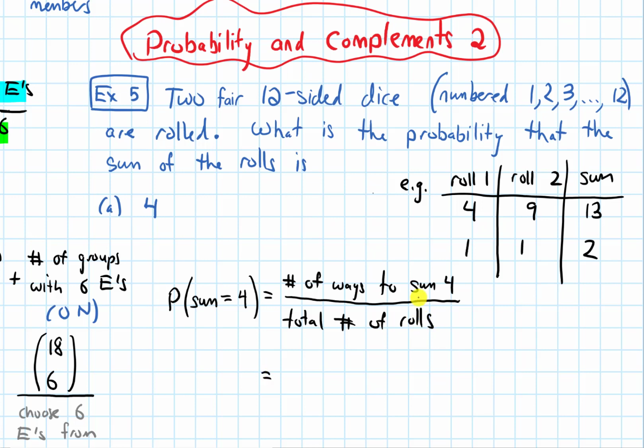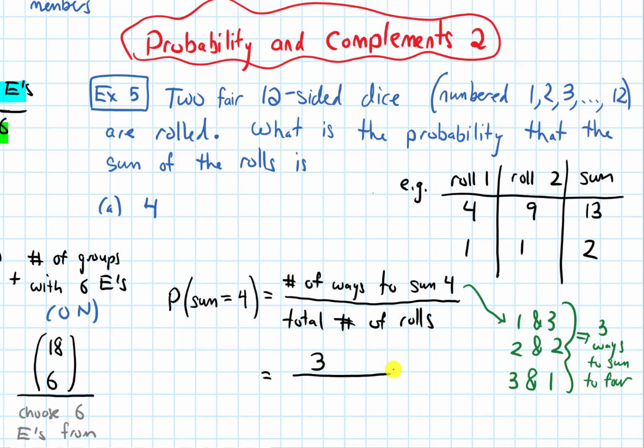All right, so for the numerator, let's think about the ways that we could sum to 4. What are the different combinations of the rolls that will give us a sum of 4? Well, we could do 1 and 3. We could do 2 and 2. Or we could also do 3 on the first one and 1 on the second one. So overall, there are 3 ways to sum to 4. All right, so the numerator is 3.